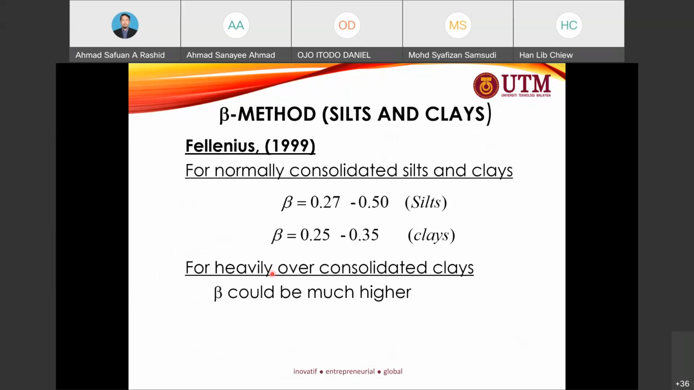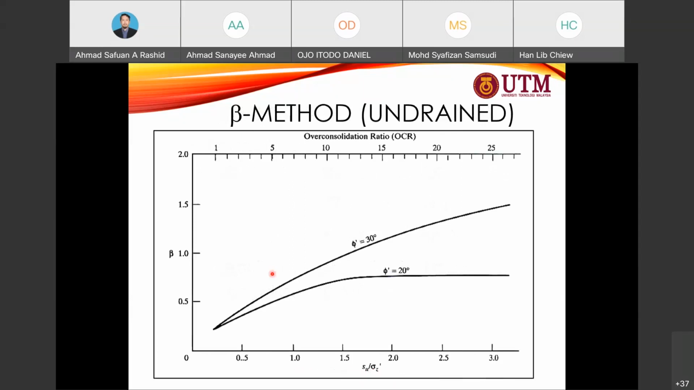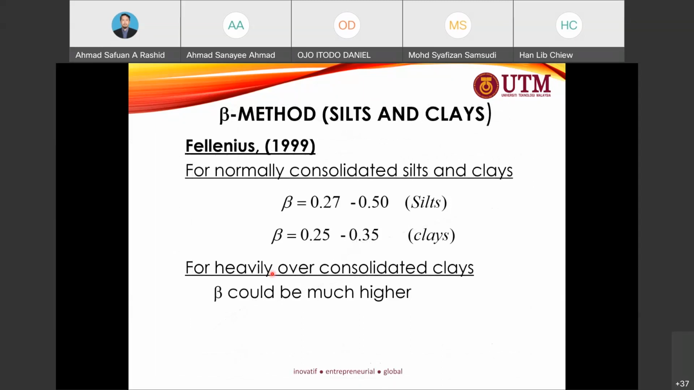This is beta as well under the Fellenius approach. For normally consolidated soft clay, beta is around 0.27 to 0.5. For heavily over consolidated clay, beta should be much higher. If we don't have any value for the over consolidated clay, it is better for us to use the previous one or use this value to determine the beta. So that is for the undrained condition.